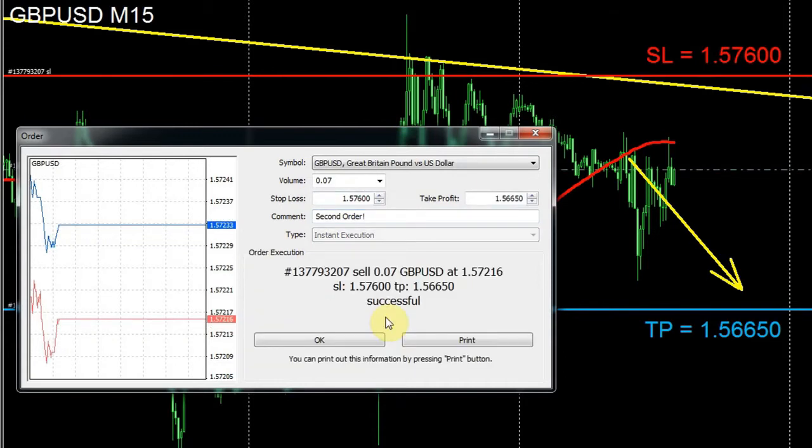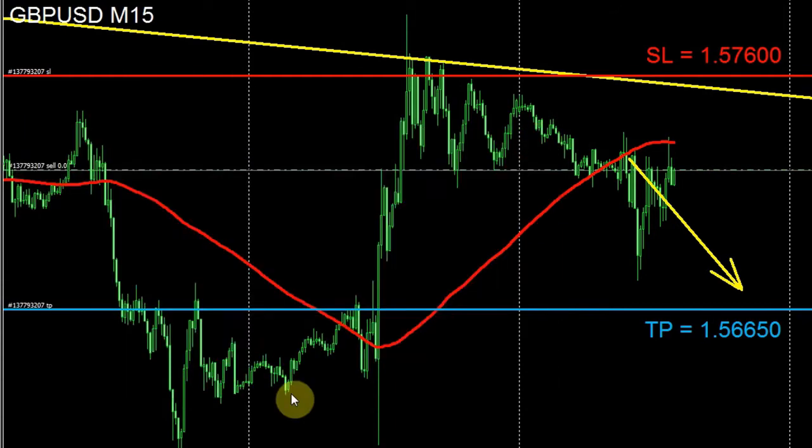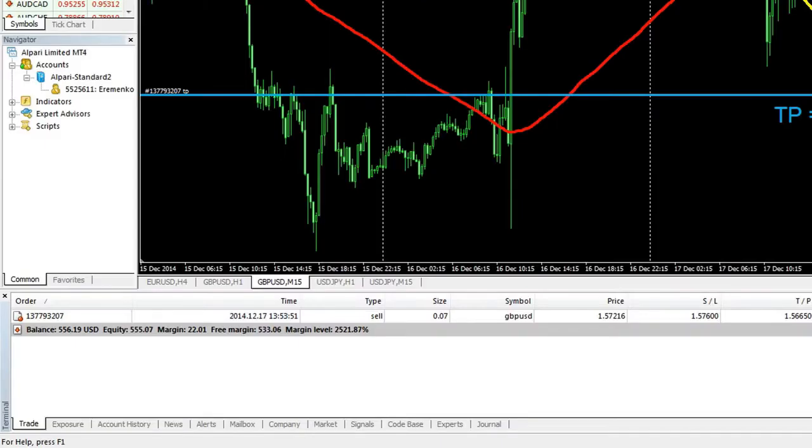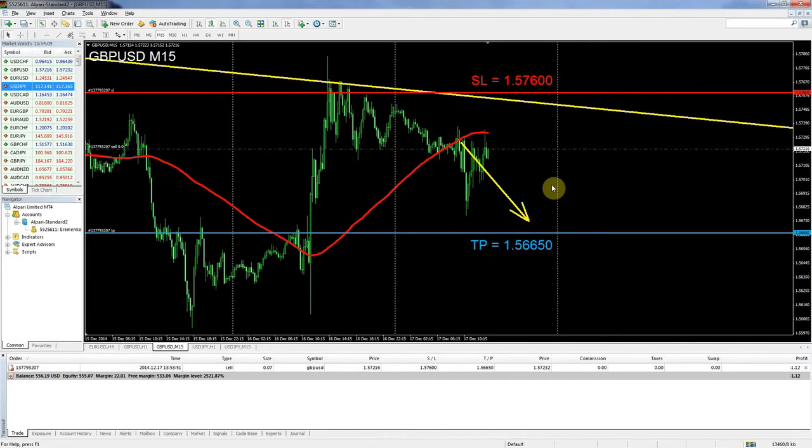Voila, our sell order has been conducted, 0.07 lots. We can close this now, and as you can see here, our order is in our terminal in the trade tab. So we're going to leave this order for a couple of days and then come back and see how it's going.